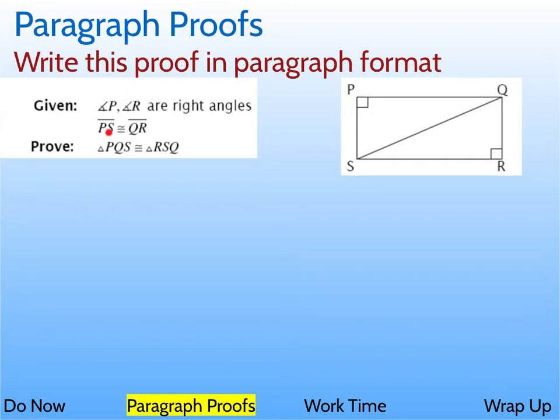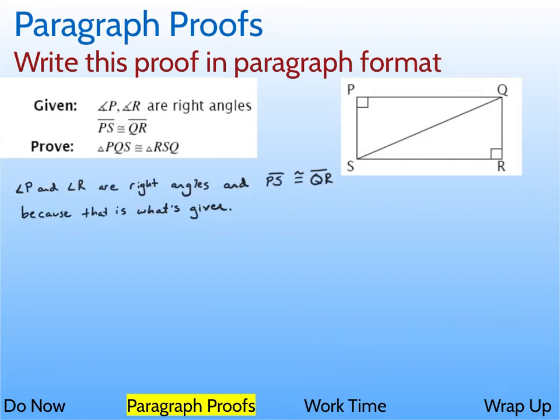So let's start out with these given statements because they're pretty basic. So here, I just wrote angle P and angle R are right angles, and PS is congruent to QR because that is what's given. Which makes sense. I mean, that's what's given. By the way, don't forget, we're still labeling this diagram, so we still have to label that PS is congruent to QR, so don't forget to do that.